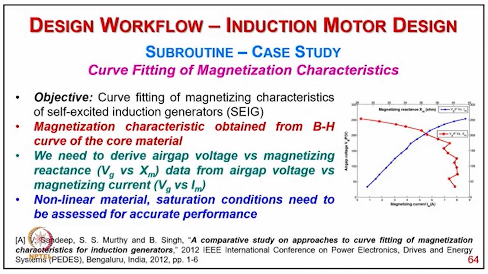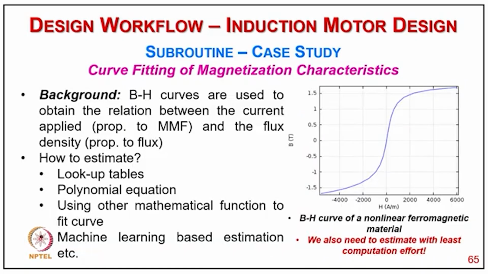The objective is curve fitting of the magnetization characteristic of a typical induction generator, with the magnetizing characteristic obtained from the BH curve of the core material. We need to derive the air gap flux voltage versus magnetizing reactance data from the air gap magnetizing current, and the material saturation needs to be assessed properly to get accurate performance. So here the background is that BH curves are used to obtain the relation between the applied current, in terms of MMF, and the flux density.